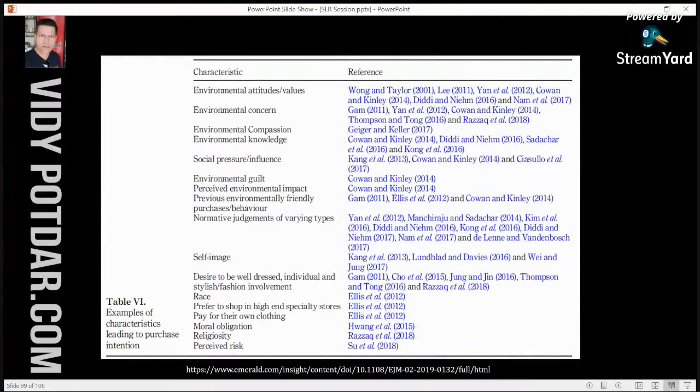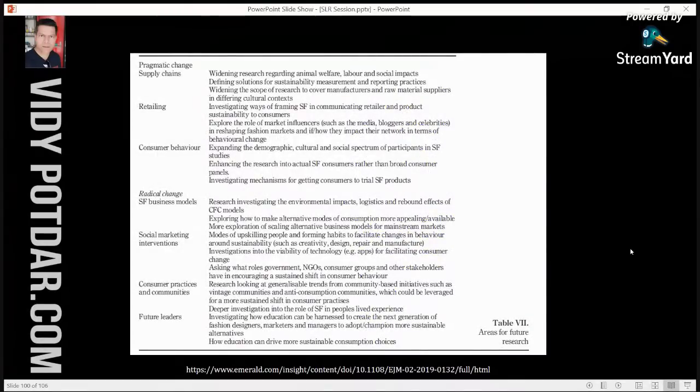These are some of their findings. So what are the key characteristics that lead to purchase intention? You can see them here, and the relevant reference papers. They've also done a table for future research. And one of the things in a systematic literature review is the section on future work.